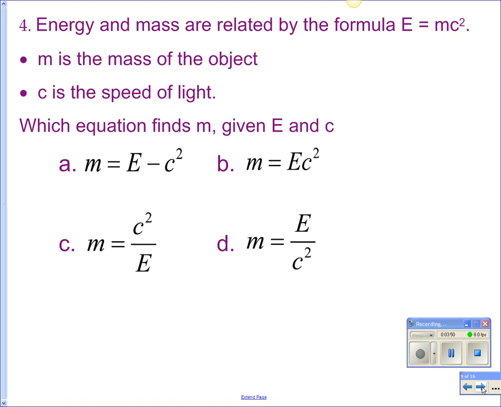No more talking. Energy and mass are related by the formula E equals mc squared. M is the mass of the object. C is the speed of light. Which equation finds M given E and C?